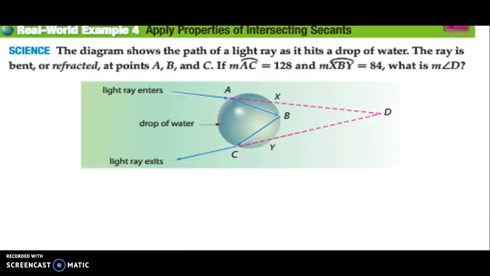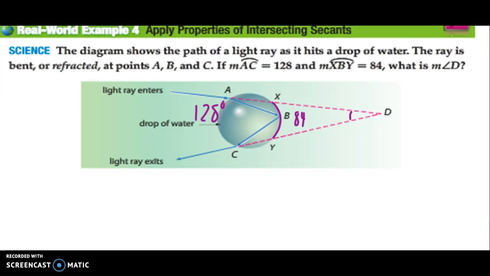Alright, so let's take all this and put it into a word problem. It says the diagram shows the path of light rays as it hits a drop of water. The ray is bent or refracted at points A, B, and C. If arc AC is 128 and XBY, right here, is going to be 84, what is angle D?